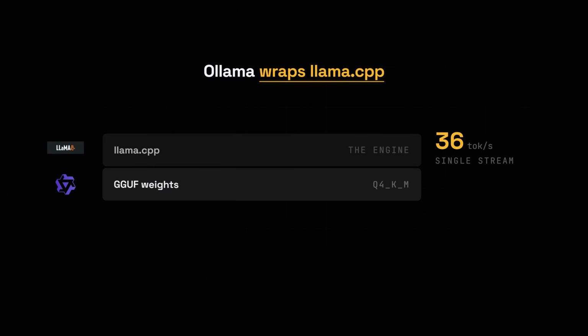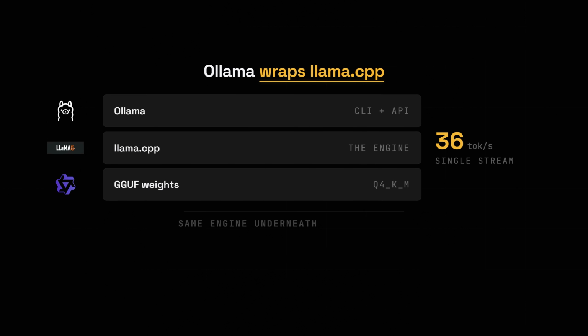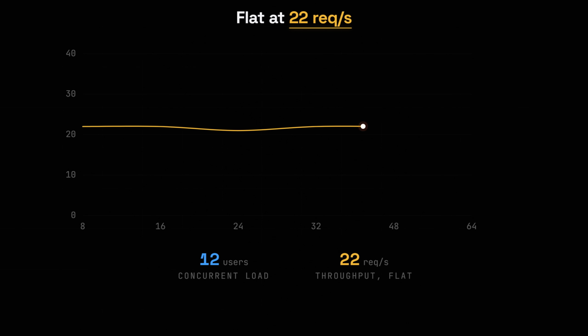And this is why Ollama hits the same wall. It wraps llama.cpp so it inherits the same single stream ceiling. Benchmarks show it flatlining around 22 requests a second, no matter how many users you throw at it. The moment your tool goes from just me to the team, you're shopping for a real server.